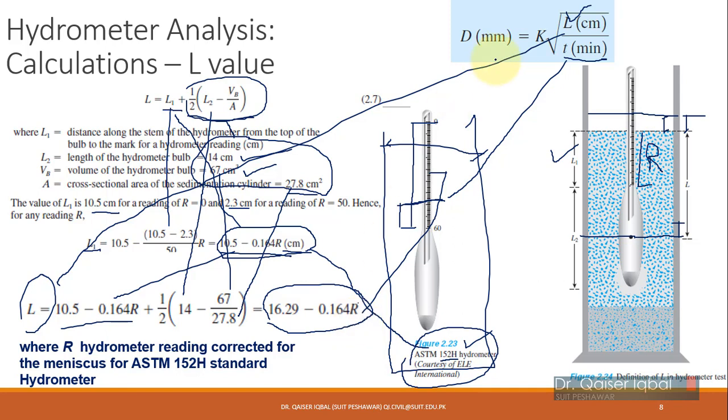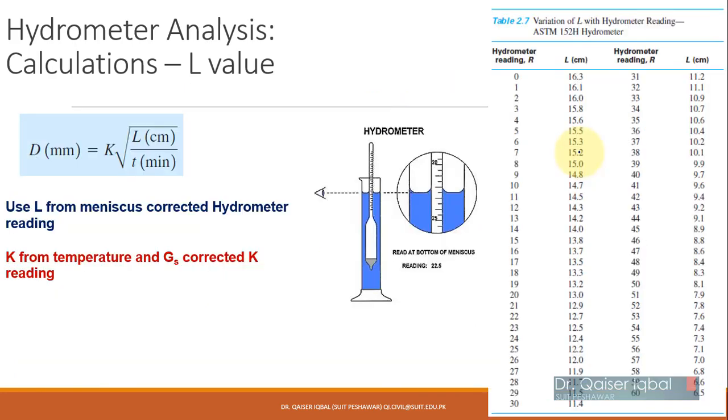So we have determined the value of K as well, and determined the value of L as well, and T will obviously be the time at which you have taken this value of L. So if you put the values into this equation, if you put the L value corrected for meniscus correction.